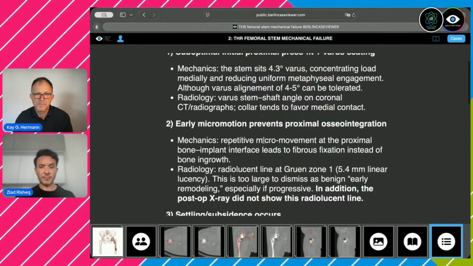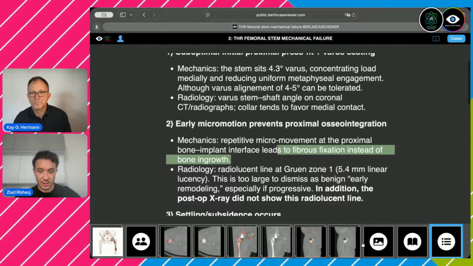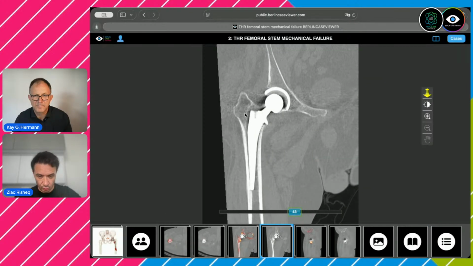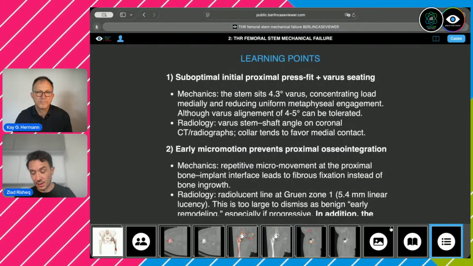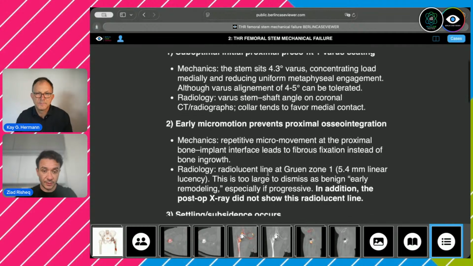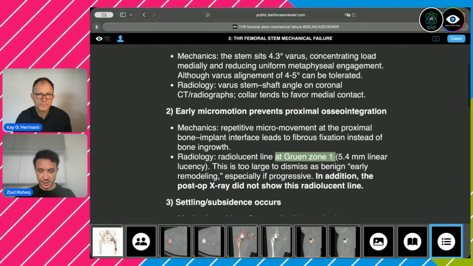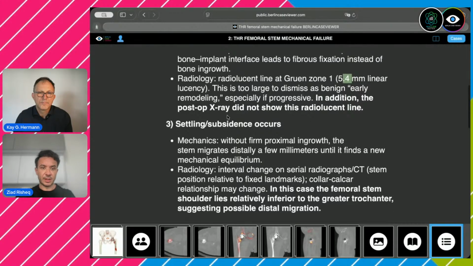Okay, so the repetitive micromotion at the proximal bone implant interface leads to fibrous fixation, and what we see here is probably a fibrous fixation, even though this is loose. This is definitely loose, but it can also be a fibrous fixation, and this was actually confirmed intraoperatively. And a radiolucent line at Gruen zone 1, which is what we see in this case. It was 5.4 millimeters. It's too large to dismiss, especially if it's progressive, in addition to the post X-ray images that did not show this radiolucent line.